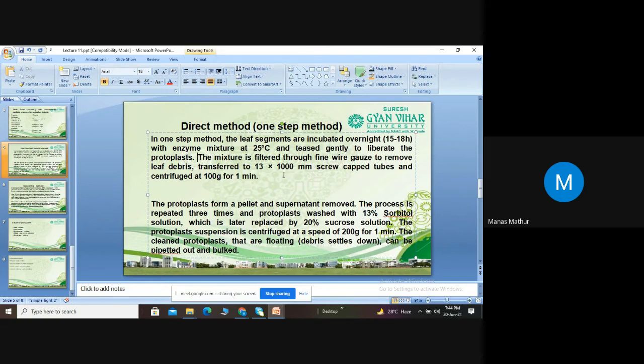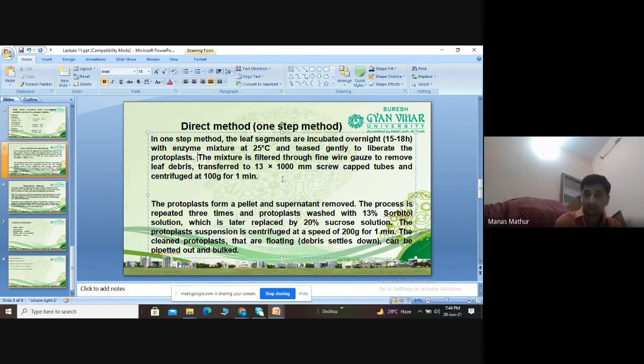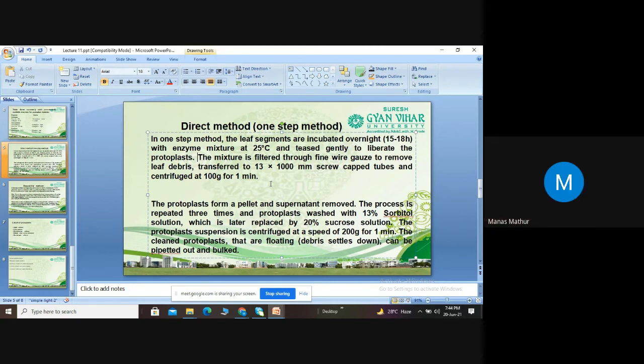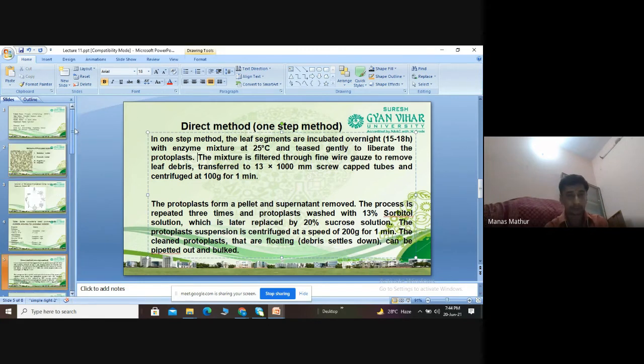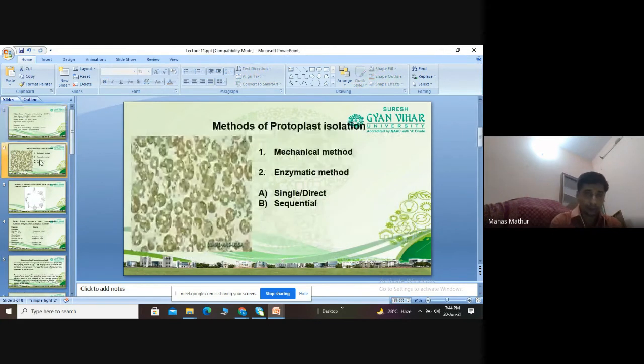Then after that, they will be transferred into the test tube. So what is the size of the test tubes? That is 13 into 100 millimeter. And finally, we will go for centrifugation at 100 gravity for 1 minute. As a result, after centrifugation, we will see two phases of the solution. One is liquid, one is solid. The liquid phase is called supernatant, and the solid is called pellet.